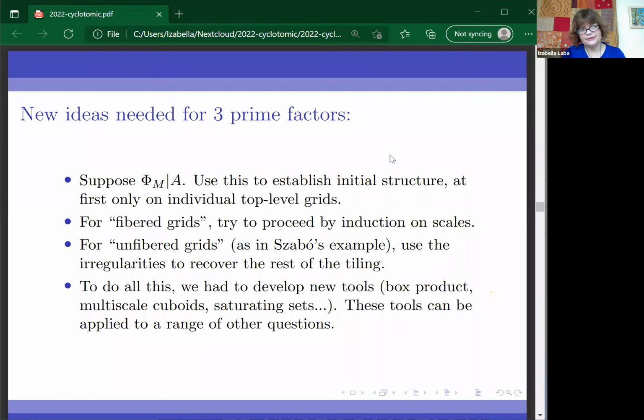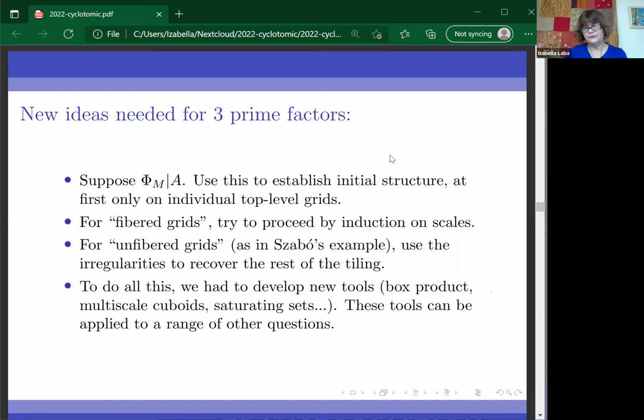We now have two cases. One is when all grids are something we call fibered, which means they have a nice structure. We then use it to do a sort of induction on the scales. In our case, we only have like 2 scales, so that's not that much induction. But the problem is that the grids can be fibered in different directions, and so that makes it more difficult. For unfibered grids, like in this example, we use the irregularities to recover the rest of the tiling.